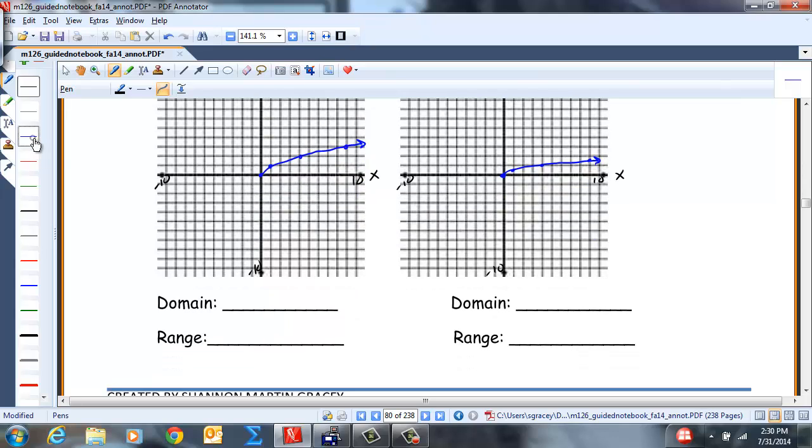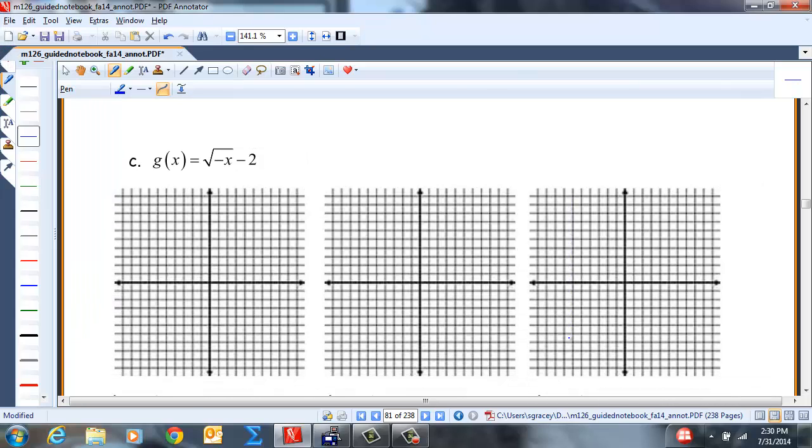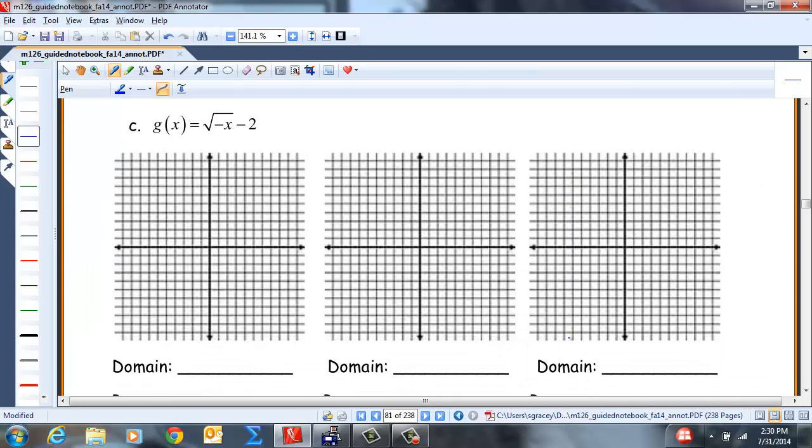Okay, and then the domain and range will be the same for both. Okay, so now let's take a look at this guy. There's a couple things going on, right? We'll do our library function. We'll do our intermediate step where we do the reflection, and then we'll do the vertical shift last. So let's see what we've got going on here.